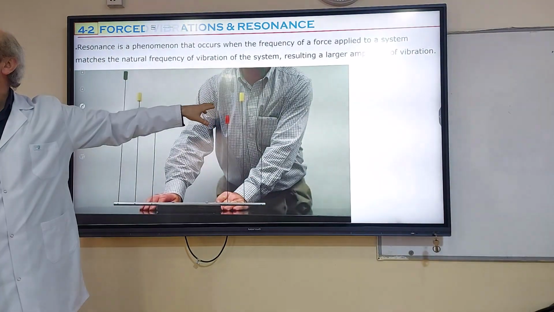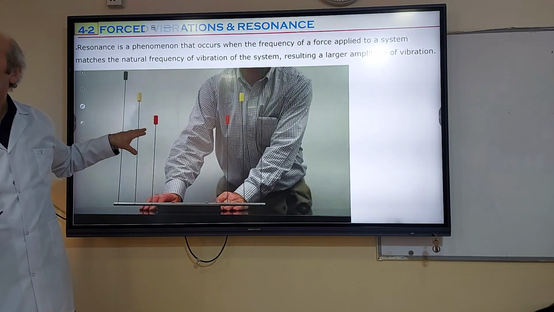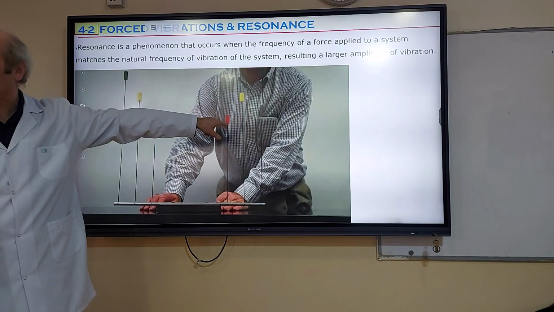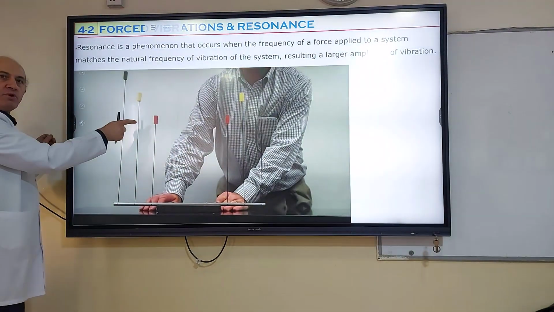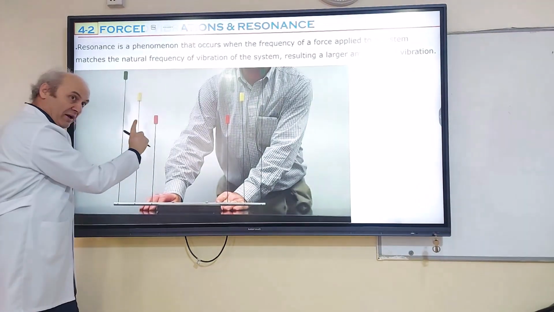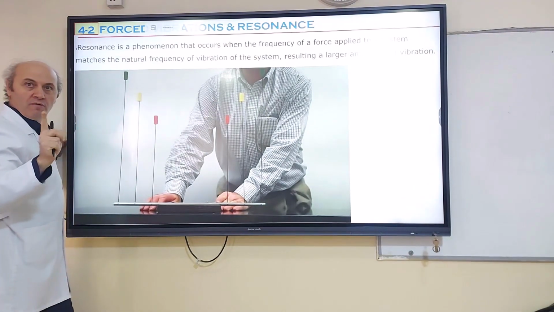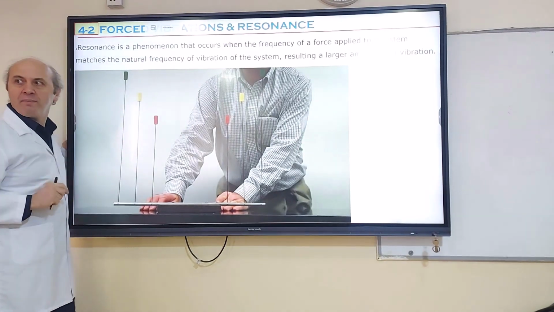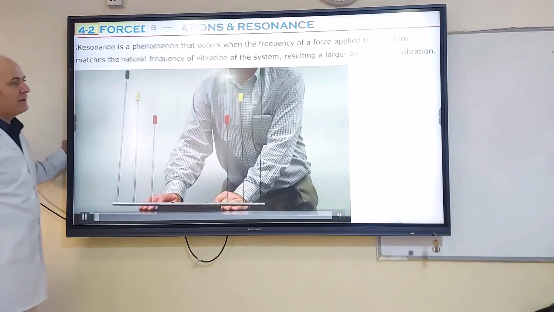This man will vibrate the groups of pendulums on the right, one by one. You will see which pendulum starts vibrating with the greater amplitude on the left. See it. He's going to vibrate the red first. Of course, when red starts to vibrate, it will force all other pendulums to vibrate. But one of them, which is in resonance, will start vibrating with a greater amplitude.